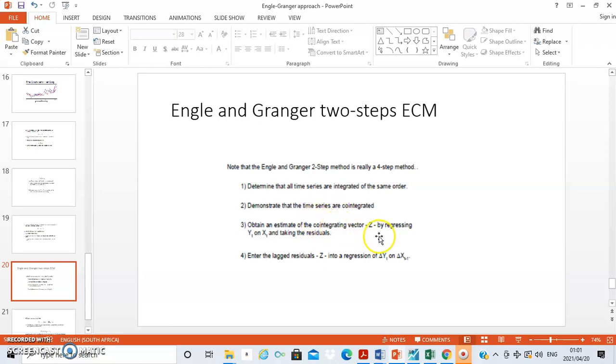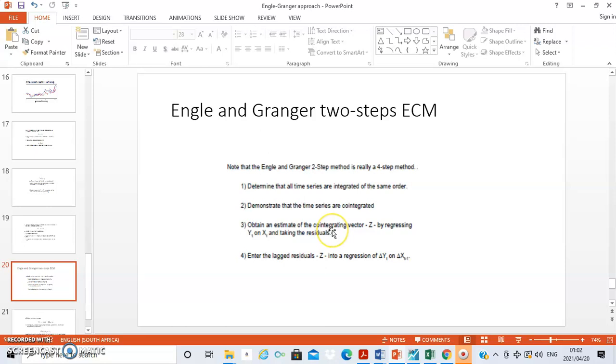So in order for us to determine whether there's co-integration or not, we have to obtain the co-integrating vector z. Now what do we do? We regress y on x, and once we do that, we obtain the residual. Once you obtain the residual, we must then test it for unit root, and that's why we said it's a residual based approach to co-integration.